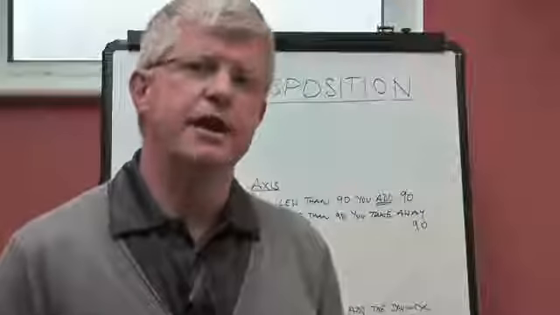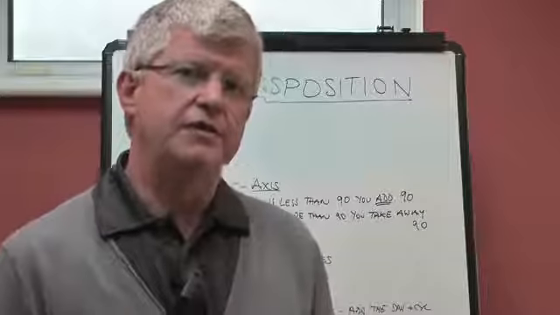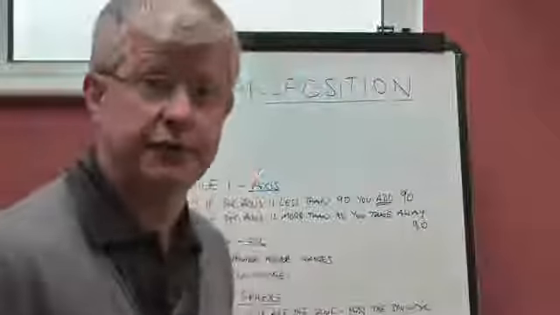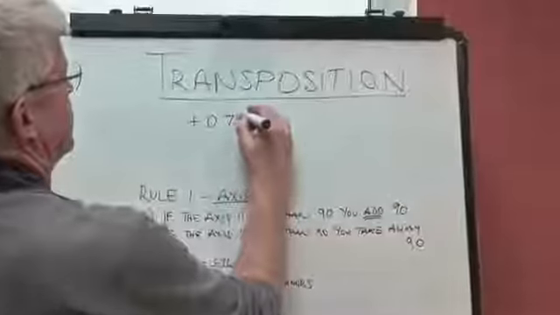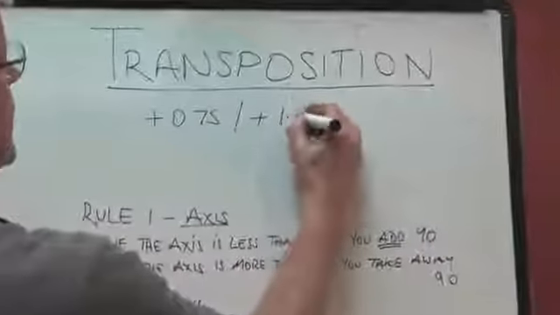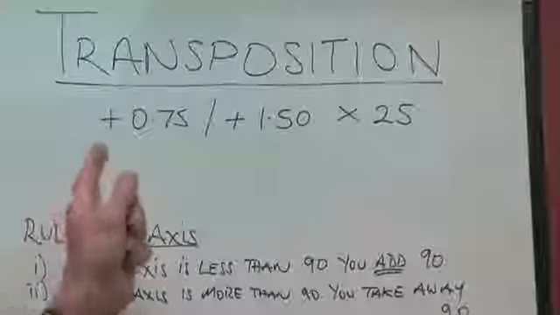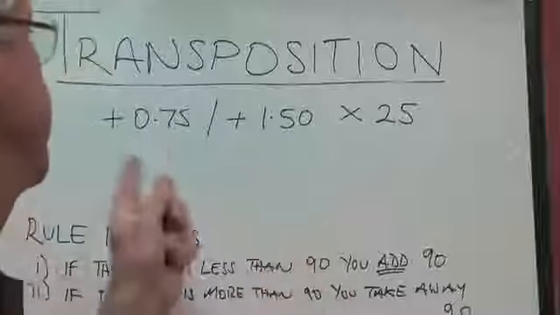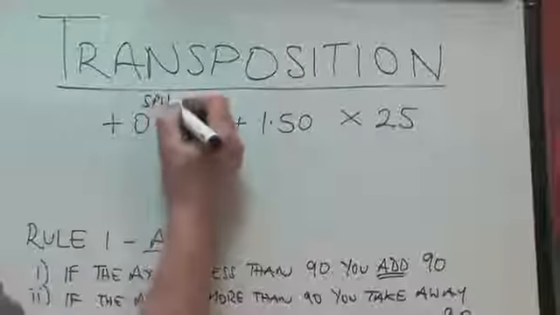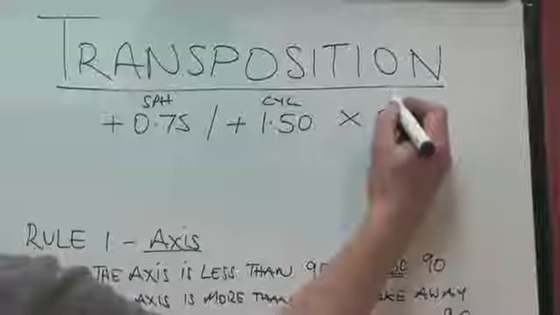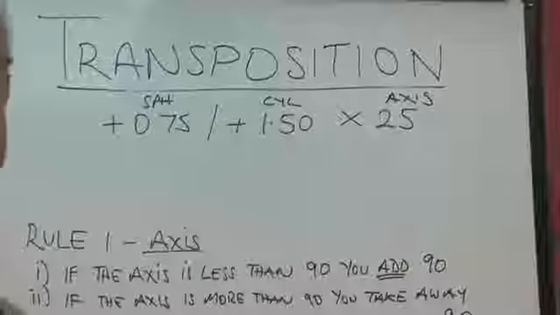So a toric lens has two powers that run at 90 degrees to each other, and there are two different ways of writing the same thing. So I'm going to give you an example. Let's say we have a plus 0.75 plus 1.50 axis 25. This is a prescription for a toric lens. You've got three components: a sphere, a cyl, and an axis. And all toric lenses have these three components.